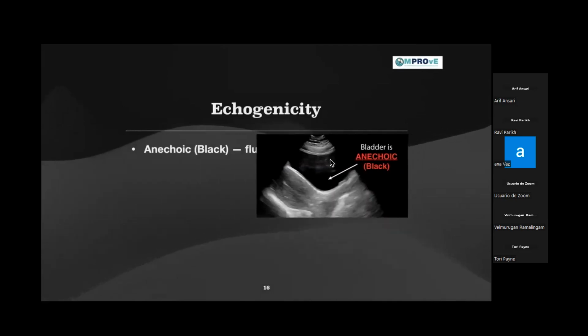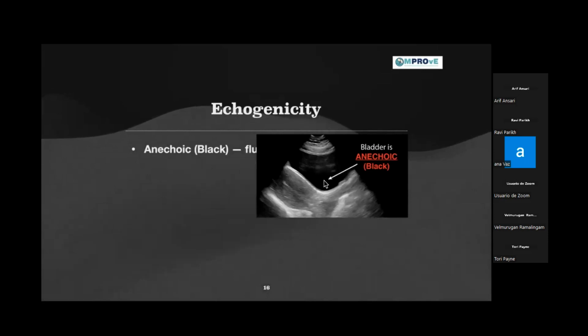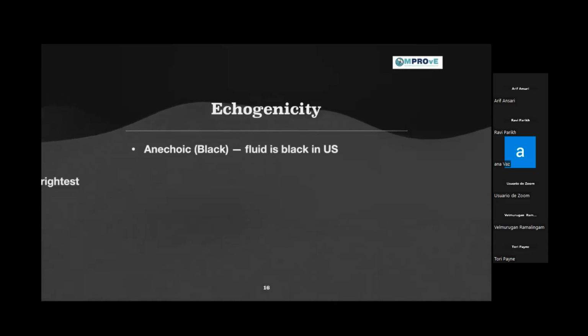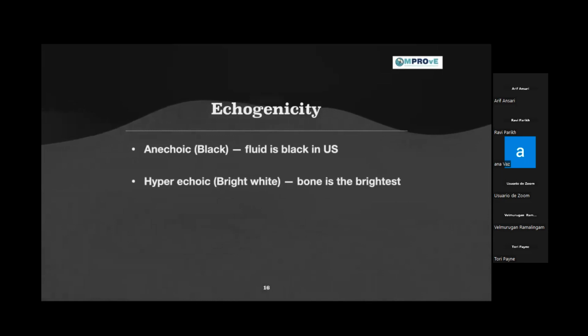Sorry about that. Without the hindrance, there's a minimum of reflection here, so you end up getting a pitch black image. And then further, it hits the posterior wall of the bladder and whatever structures are behind it. So this area is anechoic. It is not echoing back to the transducer. So anechoic is pitch black.